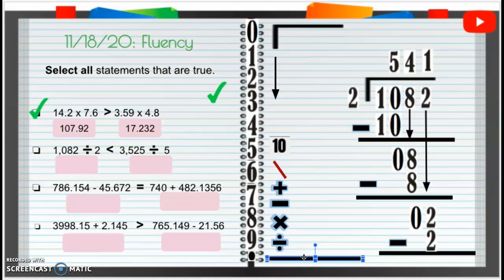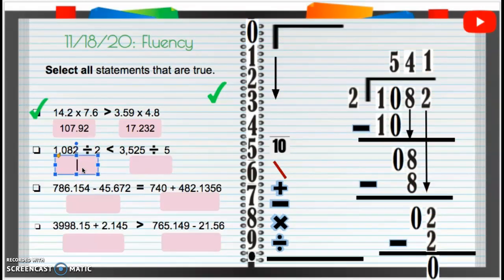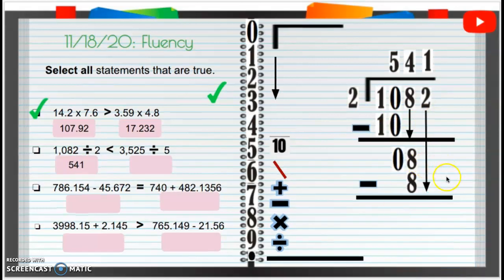All right. So you get 0, and there's no remainder, and there's nothing else to bring down. So our answer here is 541. All right, let's take a look at the next part.